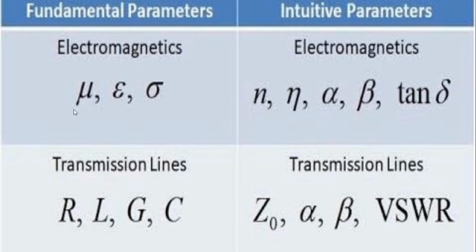As we know in electromagnetics, it is mu, epsilon and sigma defining permeability, permittivity and conductivity. Same way, intrinsic impedance, attenuation constant, phase constant and tan delta, the skin depth delta representation.